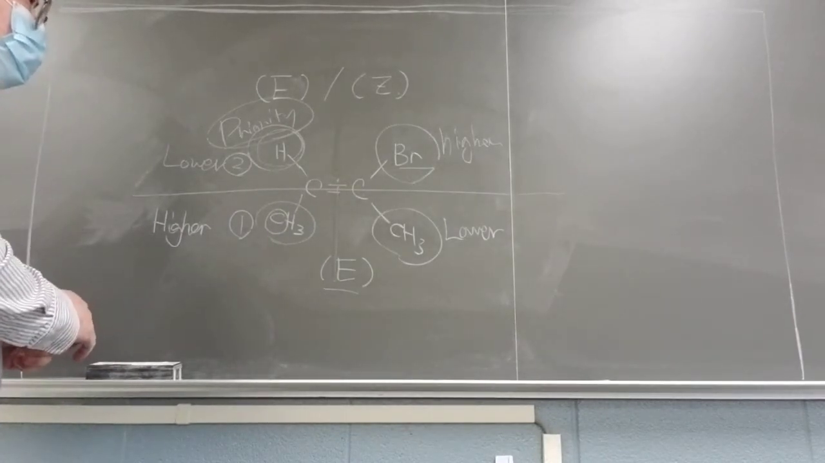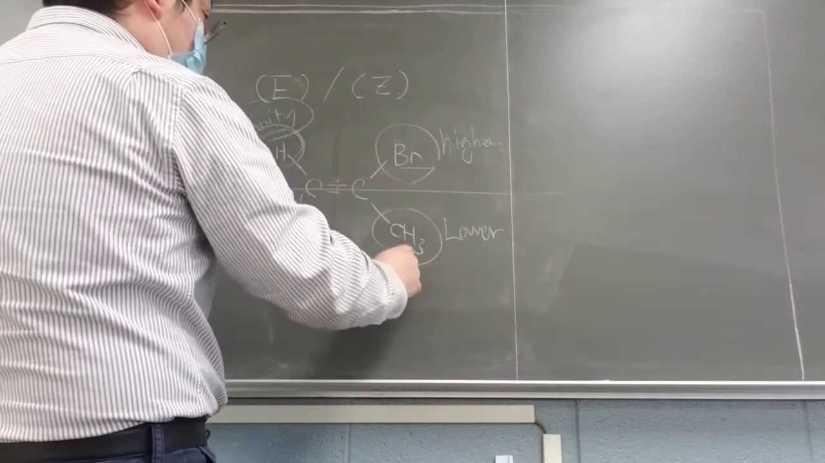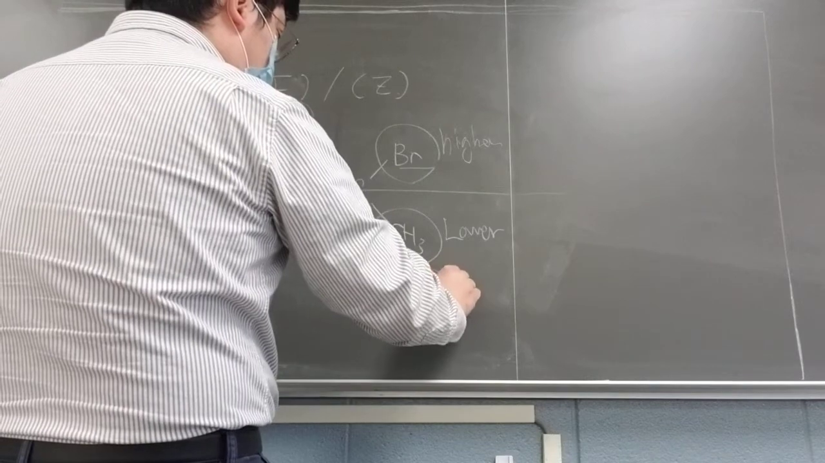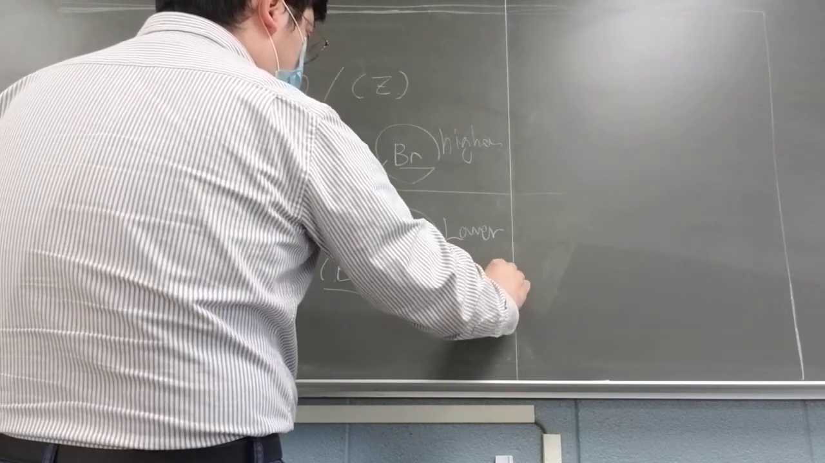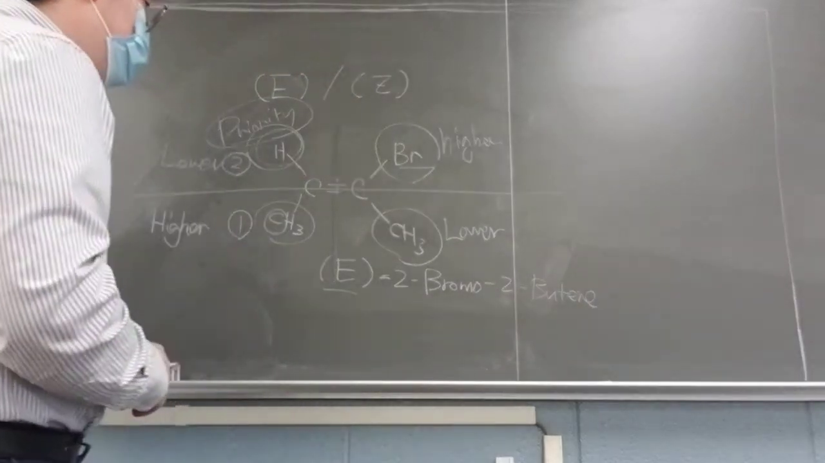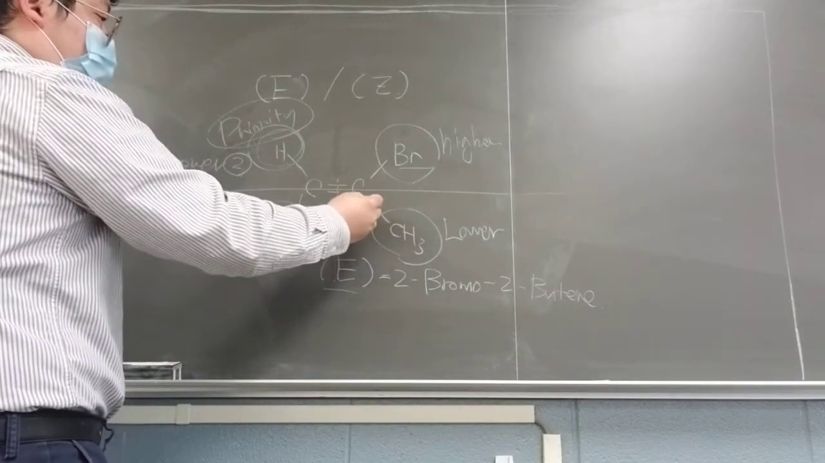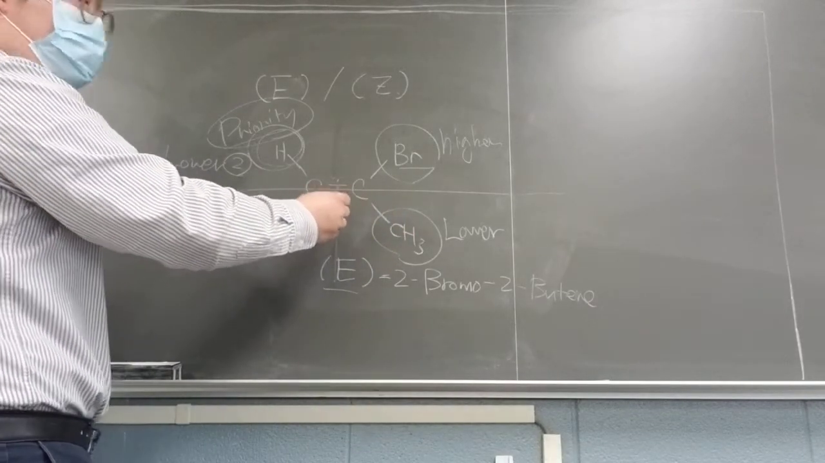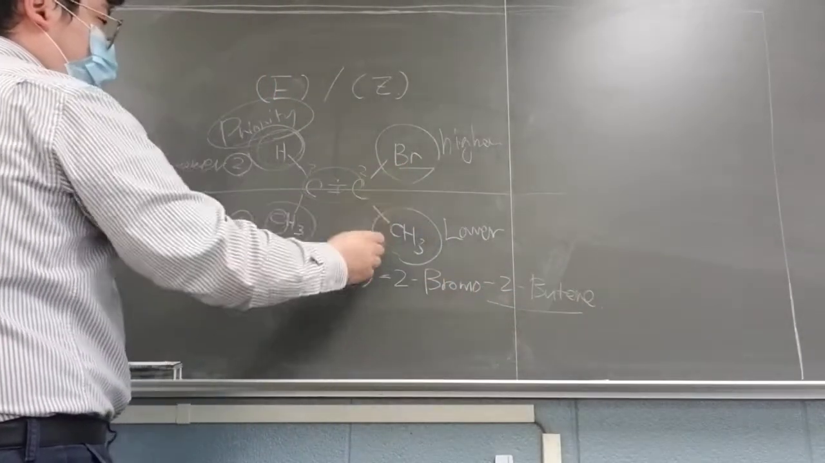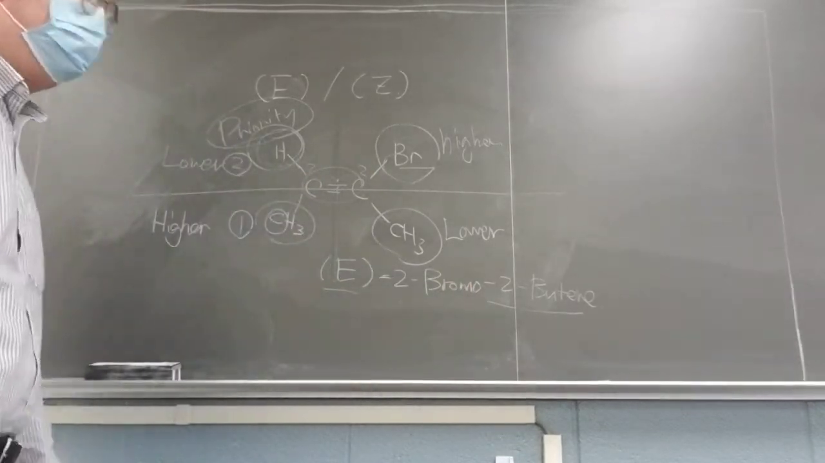All right. So this will be E, and it will be 2-bromo-2-butene. So it'll be 1, 2, 3, 4, so it'll be butene. But you can have this one as 2 and 3, so it'll be 2-butene. But you have a bromo group on carbon number 2, so it'll be E-2-bromo-2-butene.